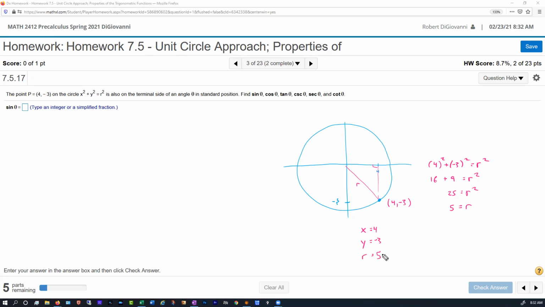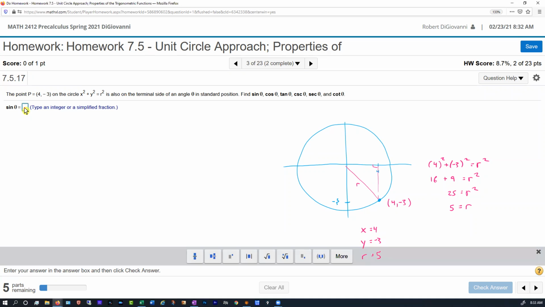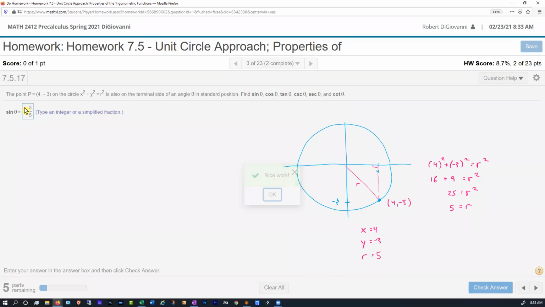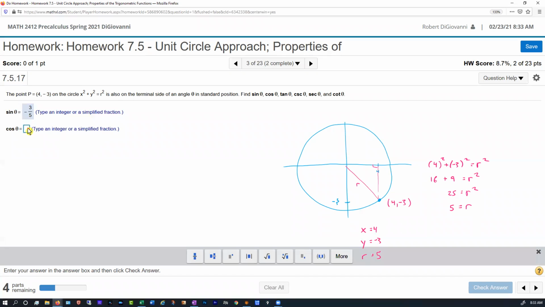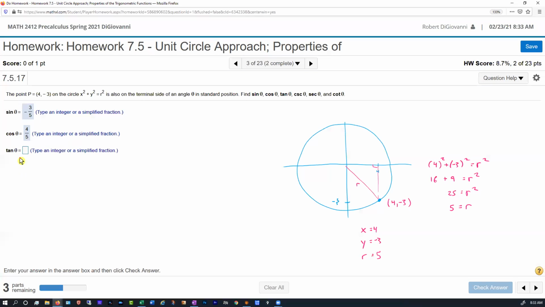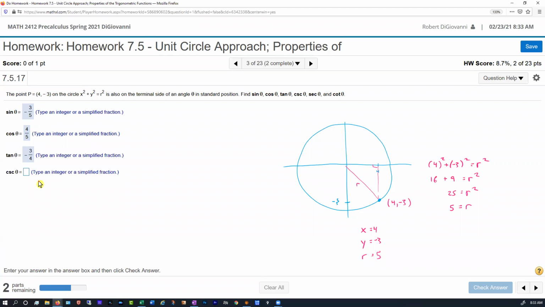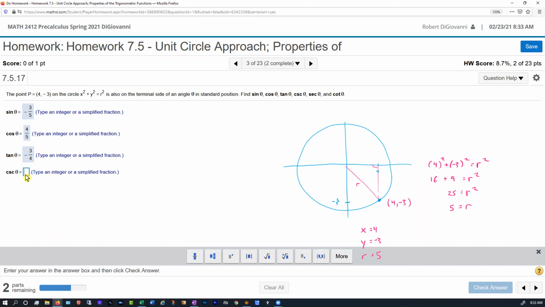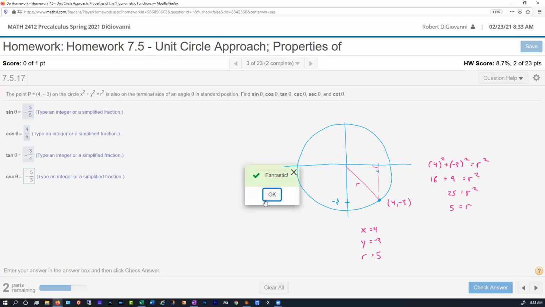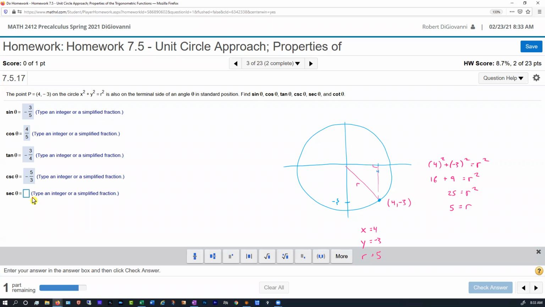And then from that, we can use the definition of all of these trig functions. So sine will always be y divided by r. So -3/5. The cosine will always be the x over the r, so 4/5. And tangent will always be the y divided by the x, which in this case would be -3 divided by 4. And then we just flip all these over. So -5/3 and 5/4.